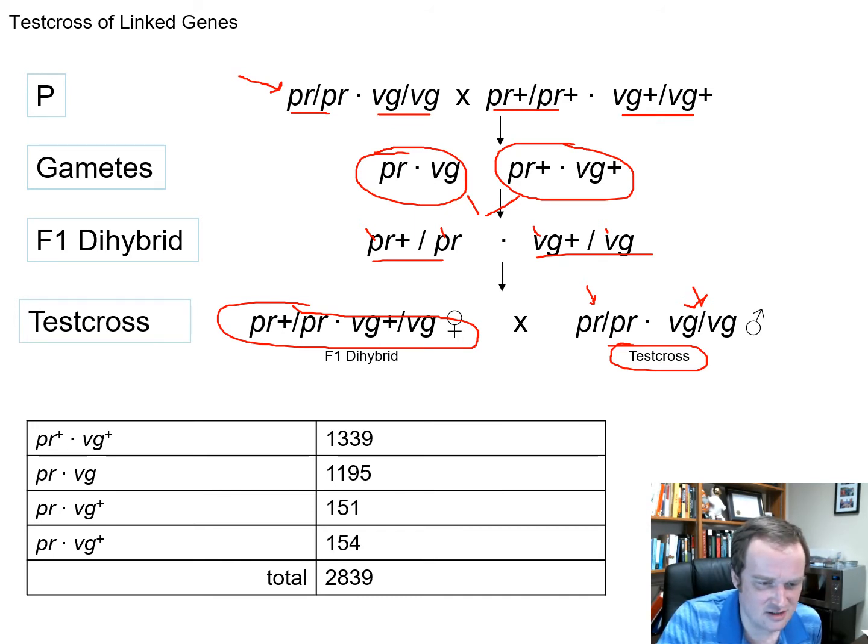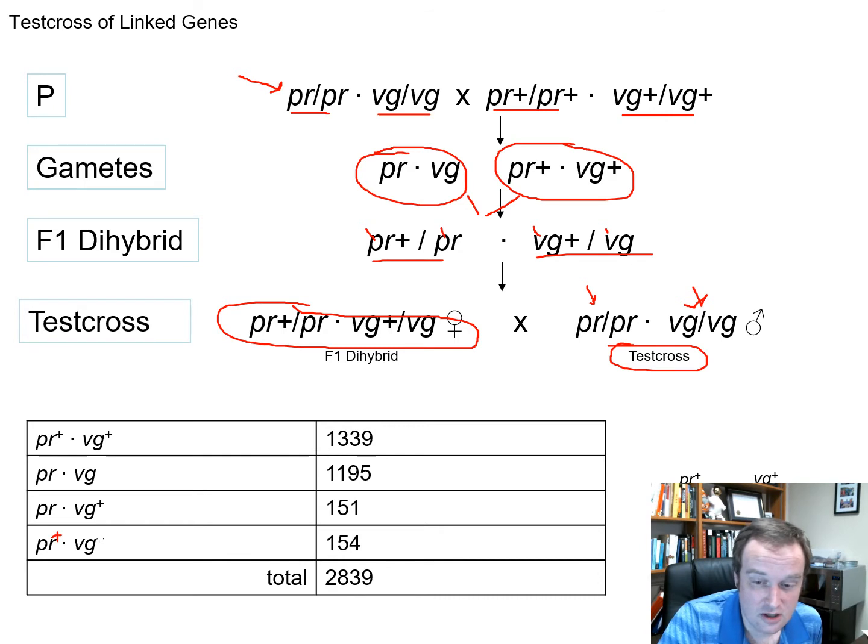And the same thing for the opposite. This is actually mislabeled. This should be PR plus, and then there should be no plus here. There you go. So this one is actually the result of mixing of the alleles on chromosomes as well.